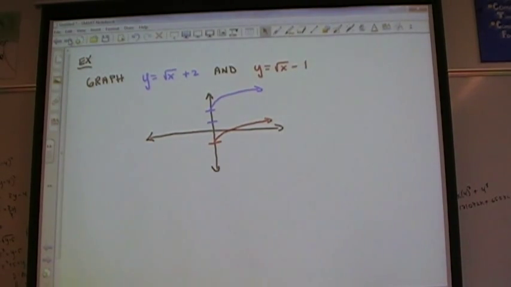Alright. Could you not change it? Yeah. Now the next example is the horizontal translation. Okay.